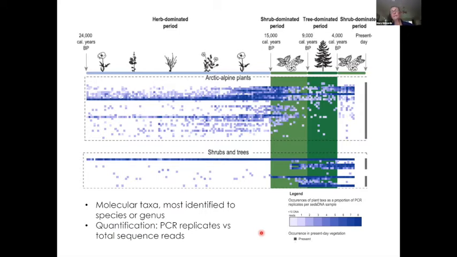the persistence, by and large, of many of the elements of the Arctic alpine flora, even into the shrub-dominated period prior to the arrival of conifers, which happens in the Holocene maximum, and out again beyond that into the cooling phase of the last part of the Holocene. And this bar actually says that within the flora of this catchment today, we find all those taxa. So they have in fact made it from the last glacial maximum right through to the present. And we see a very different pattern for the shrubs and trees, being focused in the Holocene.